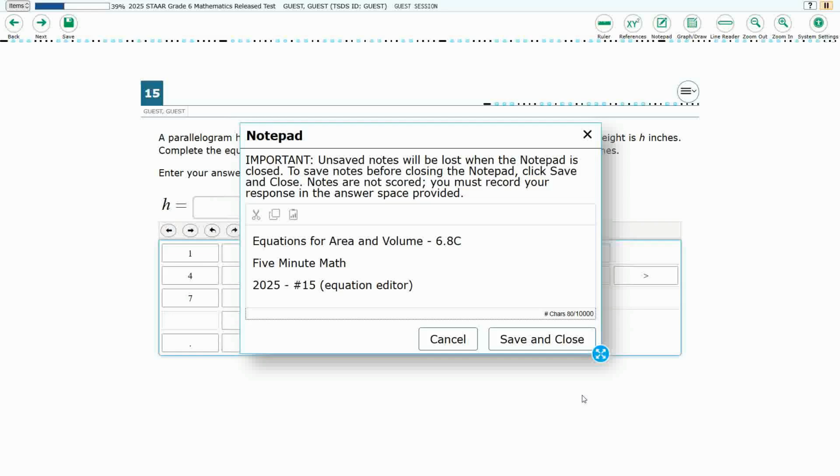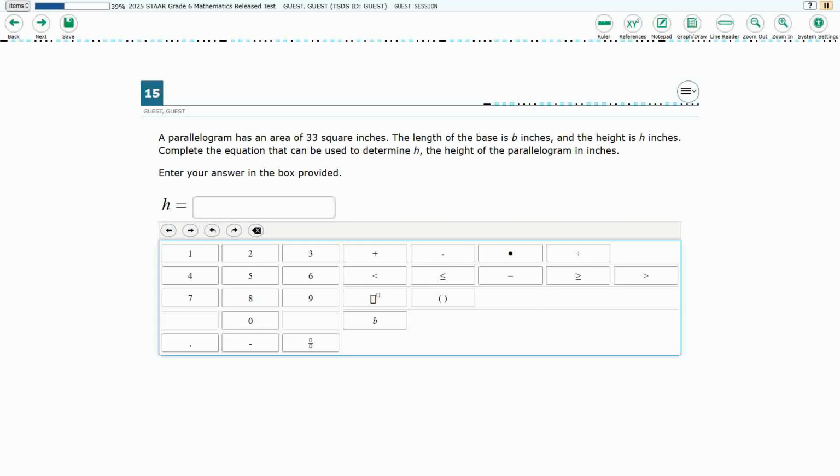Today we are looking at the sixth grade concept of equations for area and volume. This is standard 6.8C in the great state of Texas, and we are using item number 15 of the 2025 released STAAR test. This is a new item type called Equation Editor. If you haven't done so already, please go ahead and take a moment to pause the video, work this problem out on your own, unpause it, and we will look at our answers together.